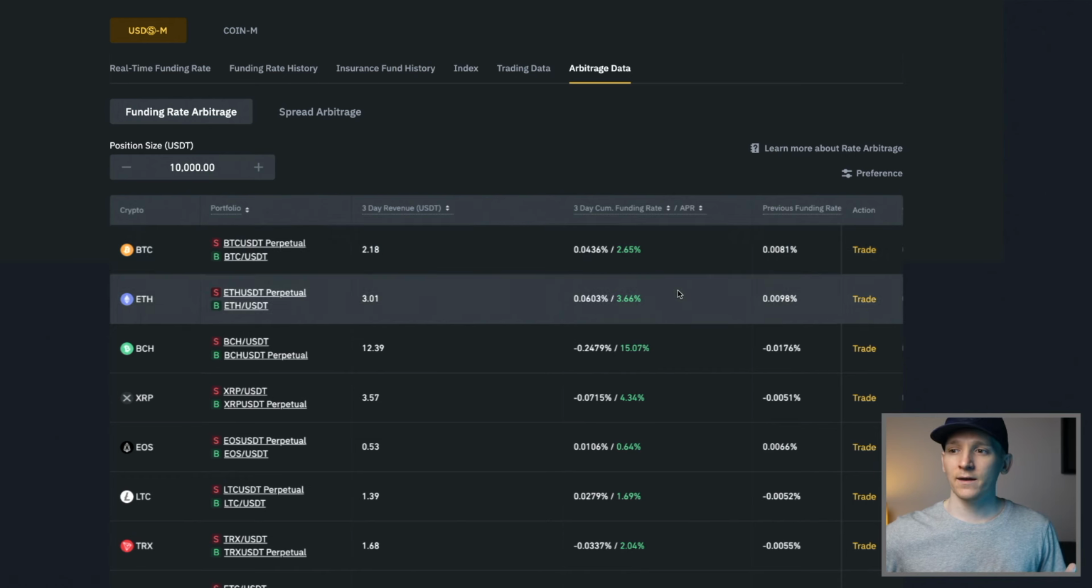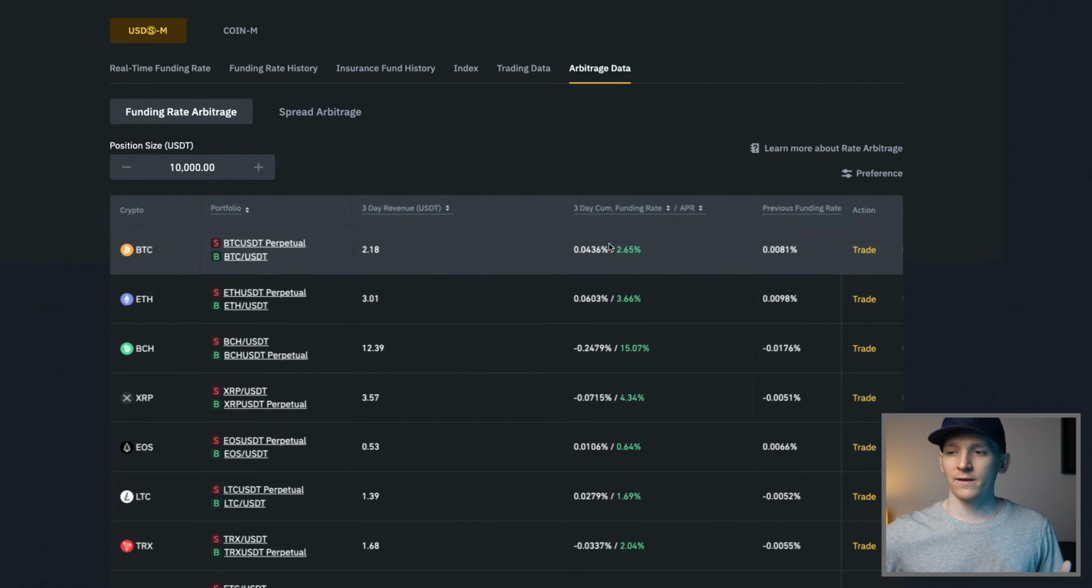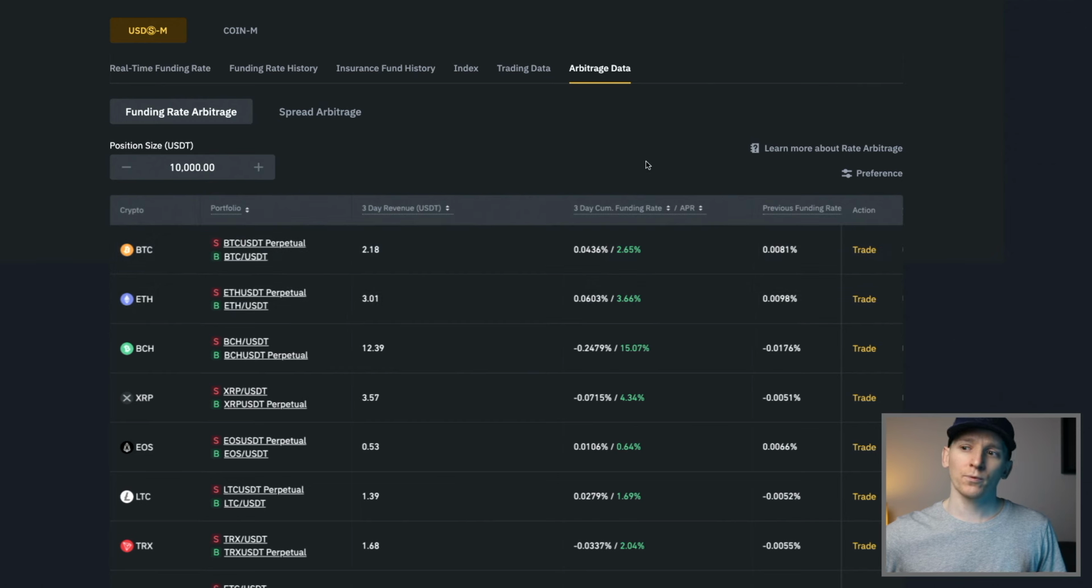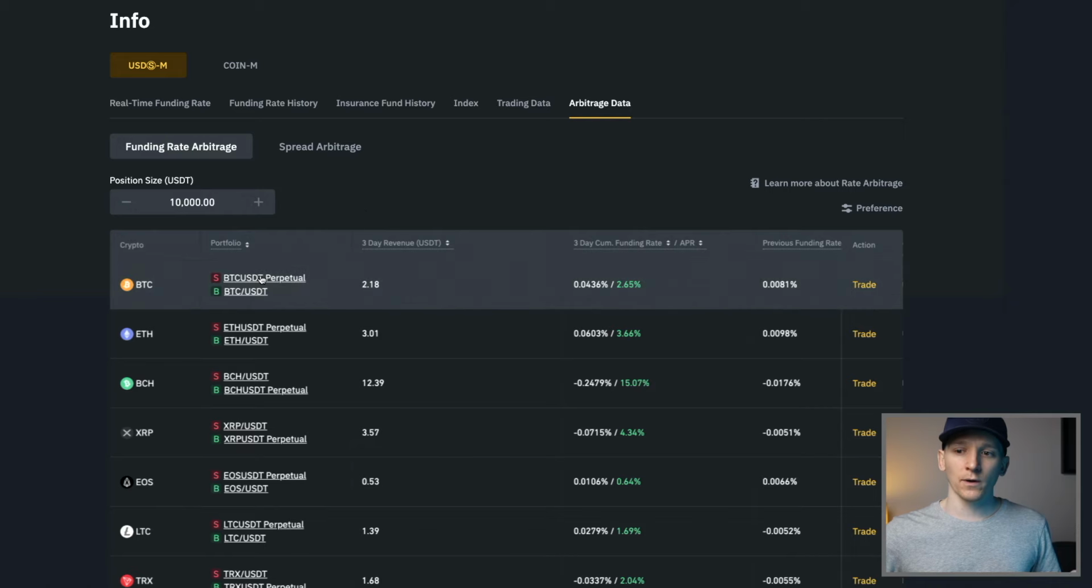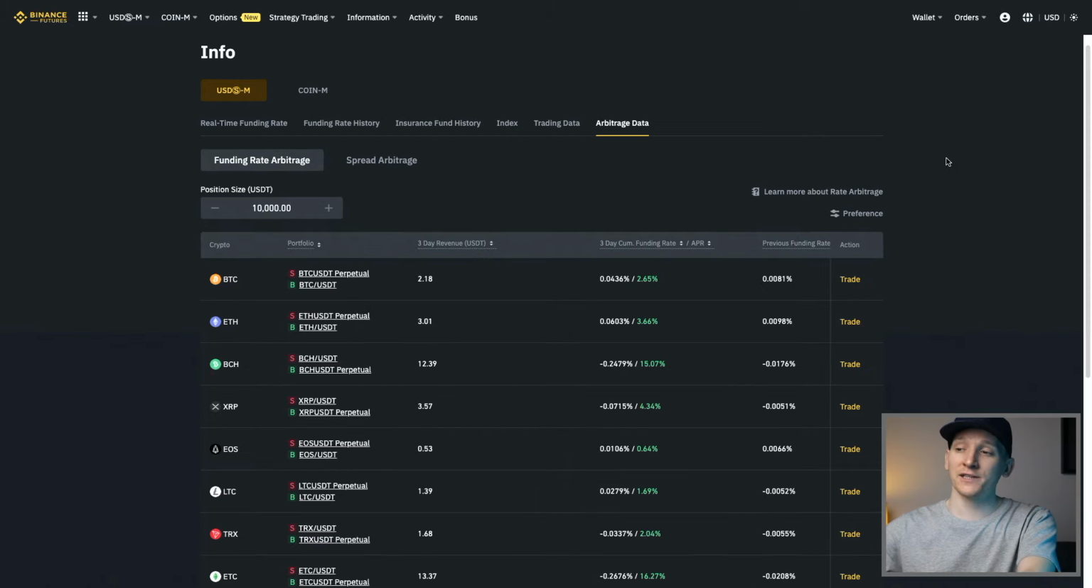As you can see here, the arbitrage data is giving us a yearly yield of around 2.65%. So you're getting paid 2.65% as an APY or an APR to go short in the futures market to bring that market more in line. But you can also net off your position by going long in the spot market. How would that actually work in practice?